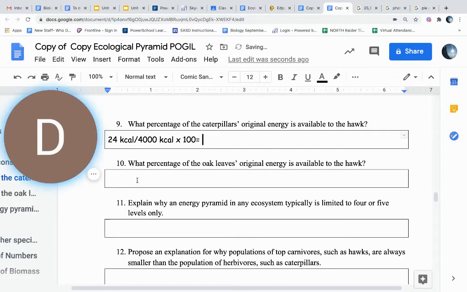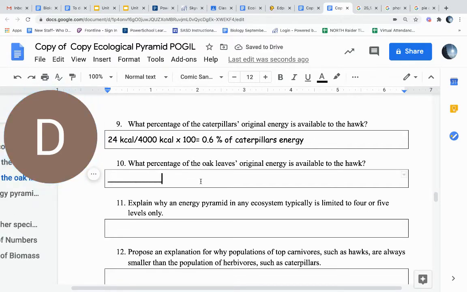So I'll give you an example for this here, and then you're going to follow that process down there for that one. 24 divided by 4,000 times 100, which is 0.6% of the caterpillar's energy. So not much of the caterpillar's energy is available to the hawk. And then use that same process right here.